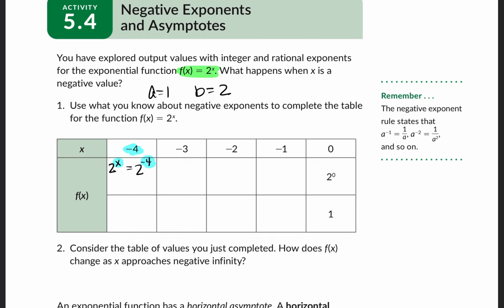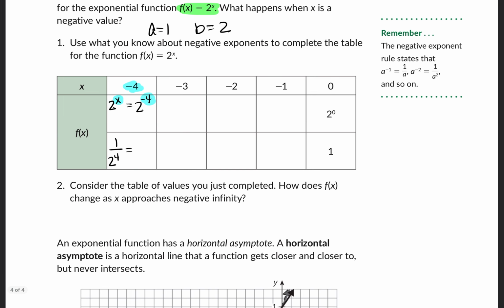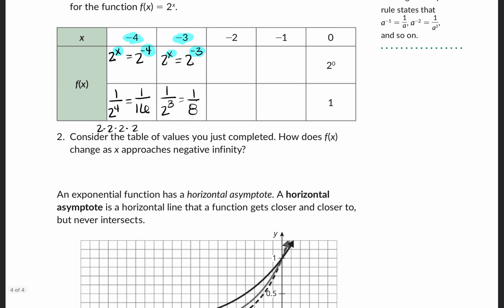Okay. And again, I don't like negative exponents, so like my warm-up, I'm going to flip it. 1 over 2 to the 4th, which is not 4 times 2. It is 1, 2, 3, 4. It is written out 4 times, which is 1 over 16. So 2 to the x, 2 to the -3. So everywhere you see an x, you're going to put -3. So you have 1 over 2 to the 3rd, which is 1 over 8. And go ahead and fill out the next 2.